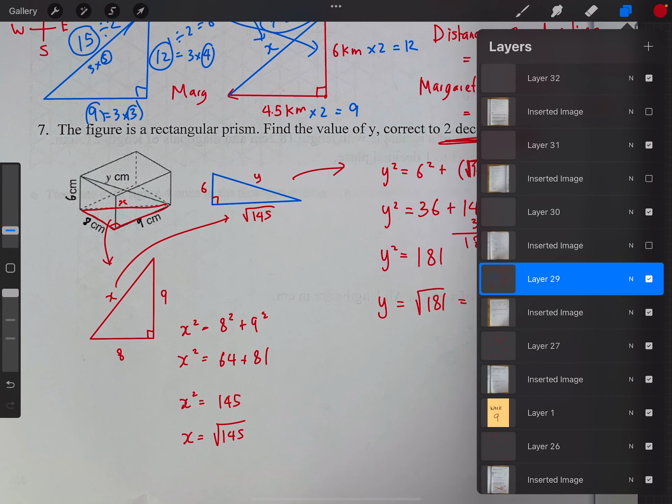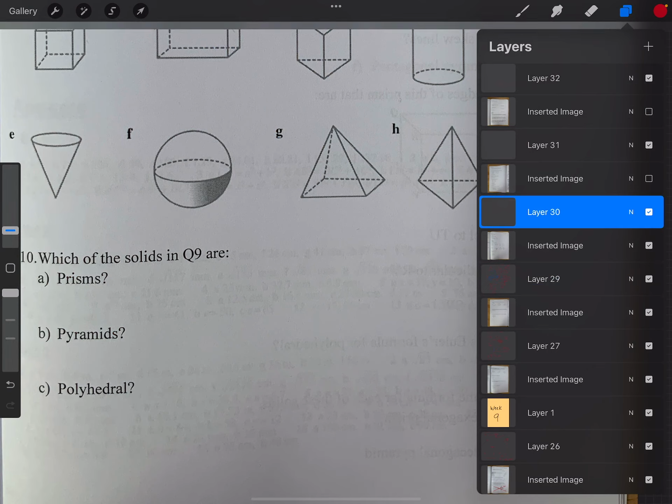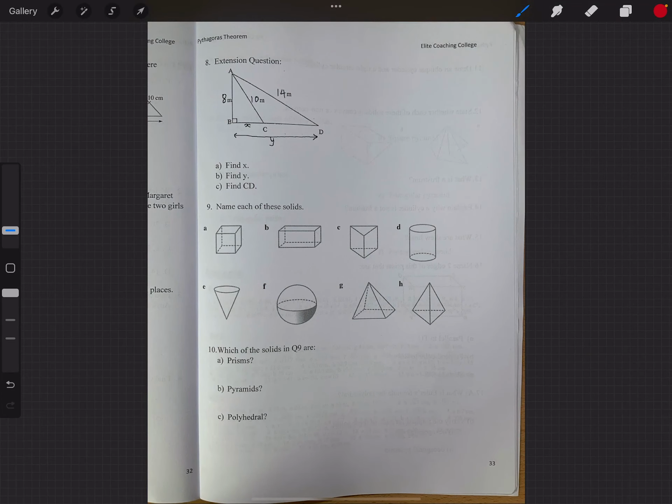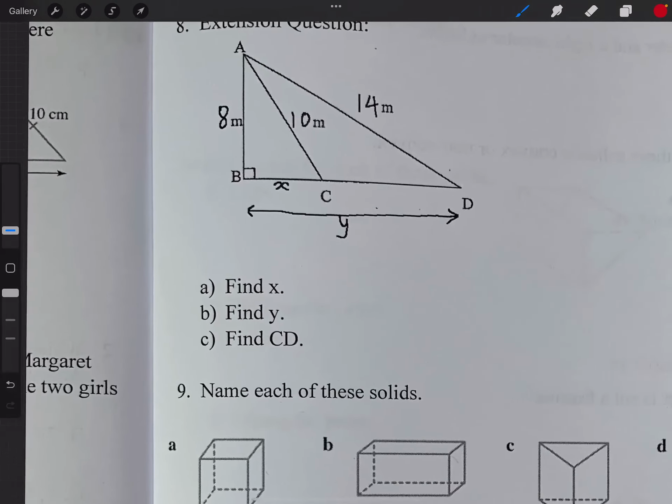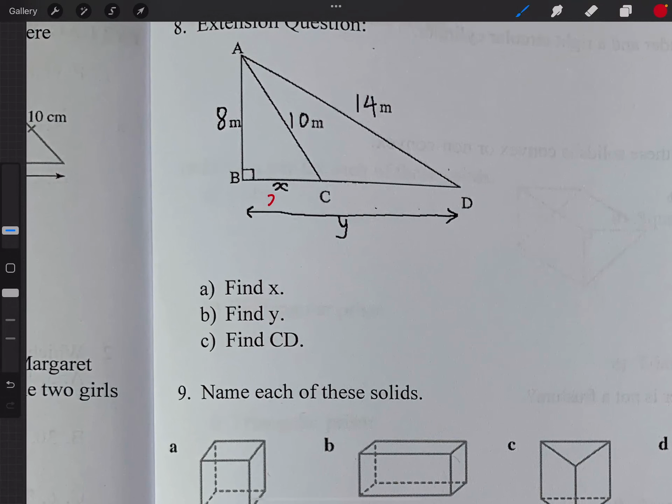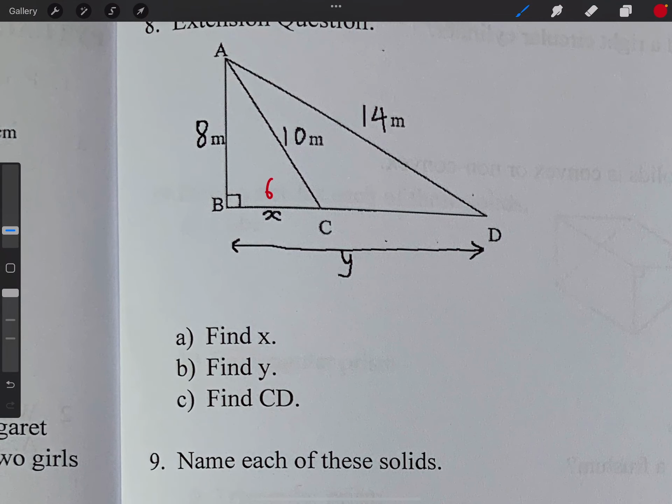Moving on to the next page. Extension questions. Find the value of x, y, and the length CD. To find x, this is not too hard. I can see this is going to be 6 straight away. The reason I know this is because if I divide this by 2, I get 5, I divide this by 2, I get 4. So if I divide this by 2, I should get 3, isn't it? 3, 4, 5, so 6, 8, 10. So that must be a 6.